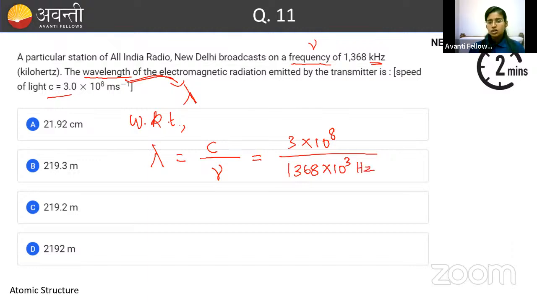Now if you cancel out and solve this by dividing, we will get 219.3 meter as the exact value for this question. So option B is the correct answer. Option B is the correct answer.